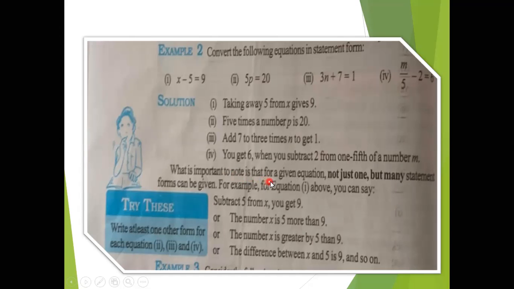What is important to note is that for a given equation, not just one but many statement forms can be given. For example, for equation 1 above, you can say subtract 5 from x, you get 9. See, taking away they have given, but this you can write in many ways. The number x is 5 more than 9, or the difference between x and 5 is 9, and so on. In this way, according to you, you can write in any way.